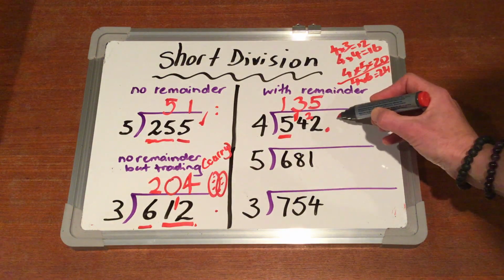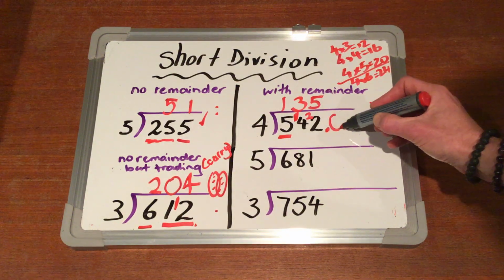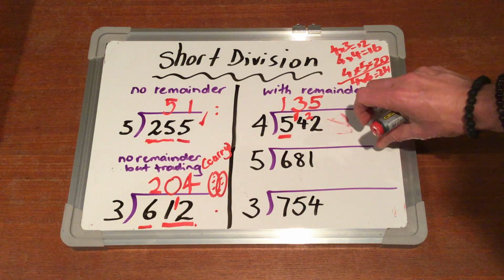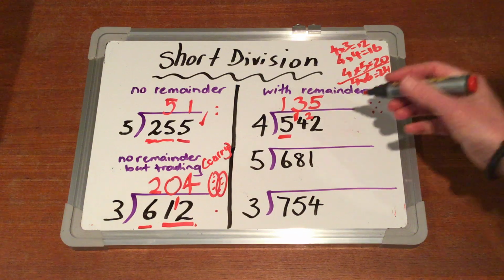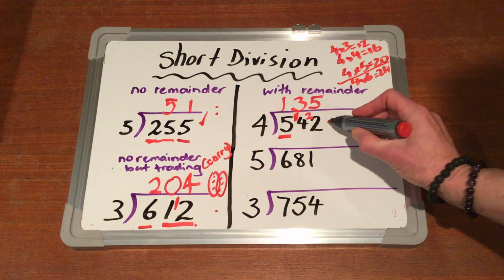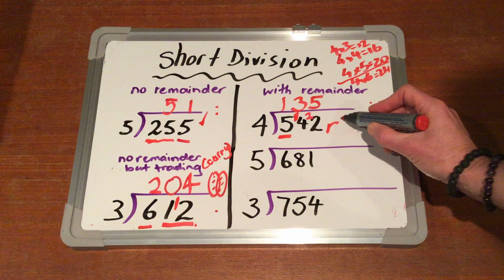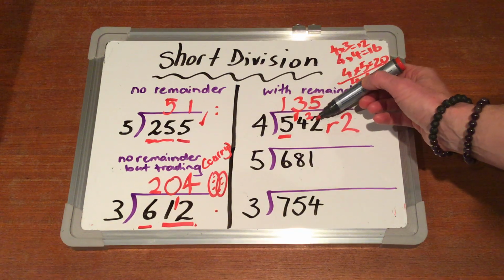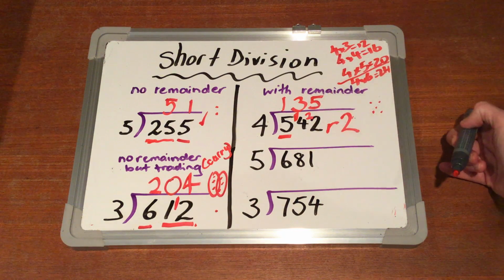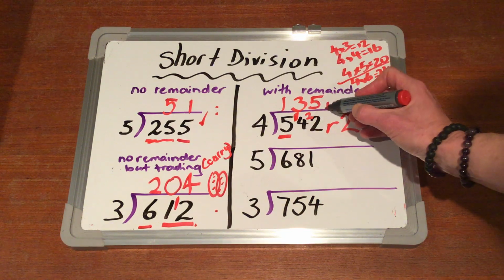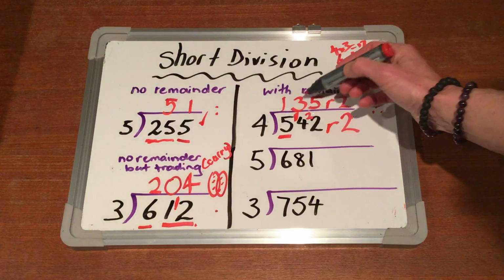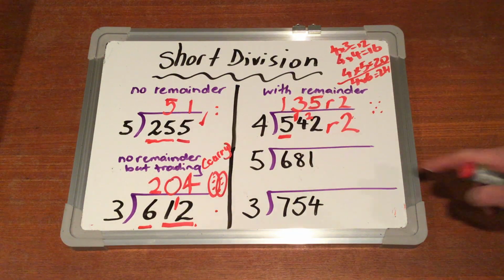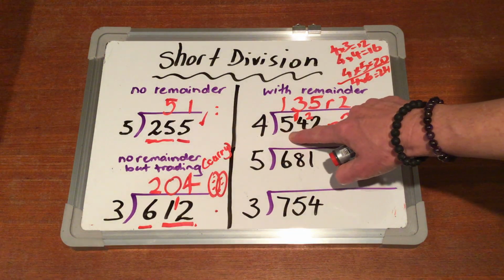Now because I've got this remainder, I have to move it along. I could go into decimals, but when we are first learning about remainders, we just do an R for remainder and whatever it is. So in this case, I've got 2 left over. It was 4 5s are 20. I've got 22, so I've got 2 left over. So my answer is 135 remainder 2. Yep.